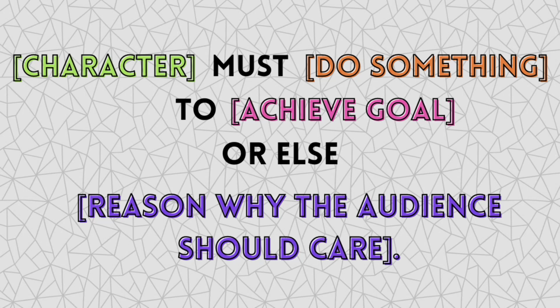So start your developmental outline with a little log line. And I found this formula for a great log line from Reedsy, which is: character must do something to achieve goal, or else reason why the audience should care. If you can't get this log line ironed out, then you have some pretty glaring challenges with your characters and their motivations and why the reader should care about these motivations and therefore the rest of your story.